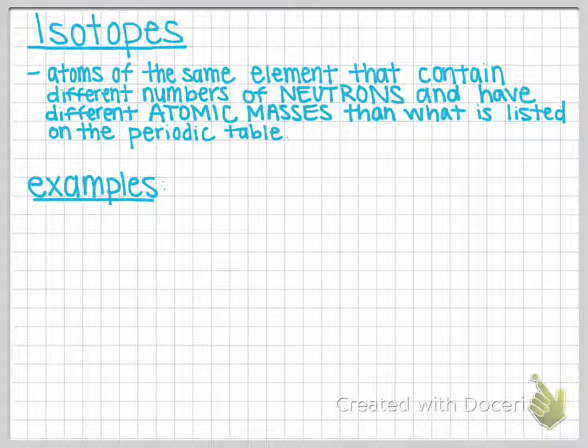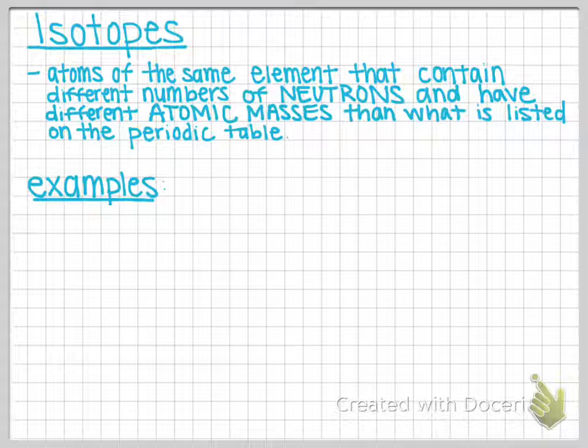Now the last thing we need to talk about are isotopes. Isotopes are atoms of the same element that contain different numbers of neutrons, and therefore have different atomic masses than what is listed on the periodic table. Now there are two ways to write isotopes.